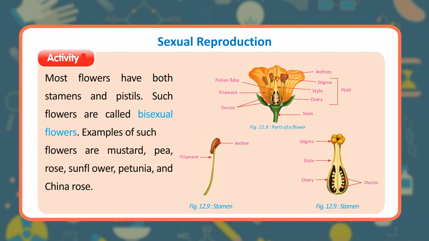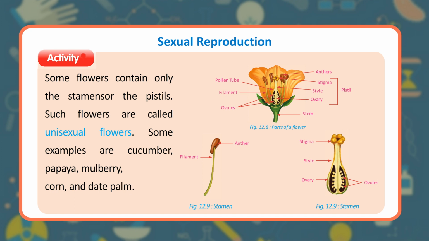Most flowers have both stamens and pistils. Such flowers are called bisexual flowers. Examples of such flowers are mustard, pea, rose, sunflower, petunia, and China rose.